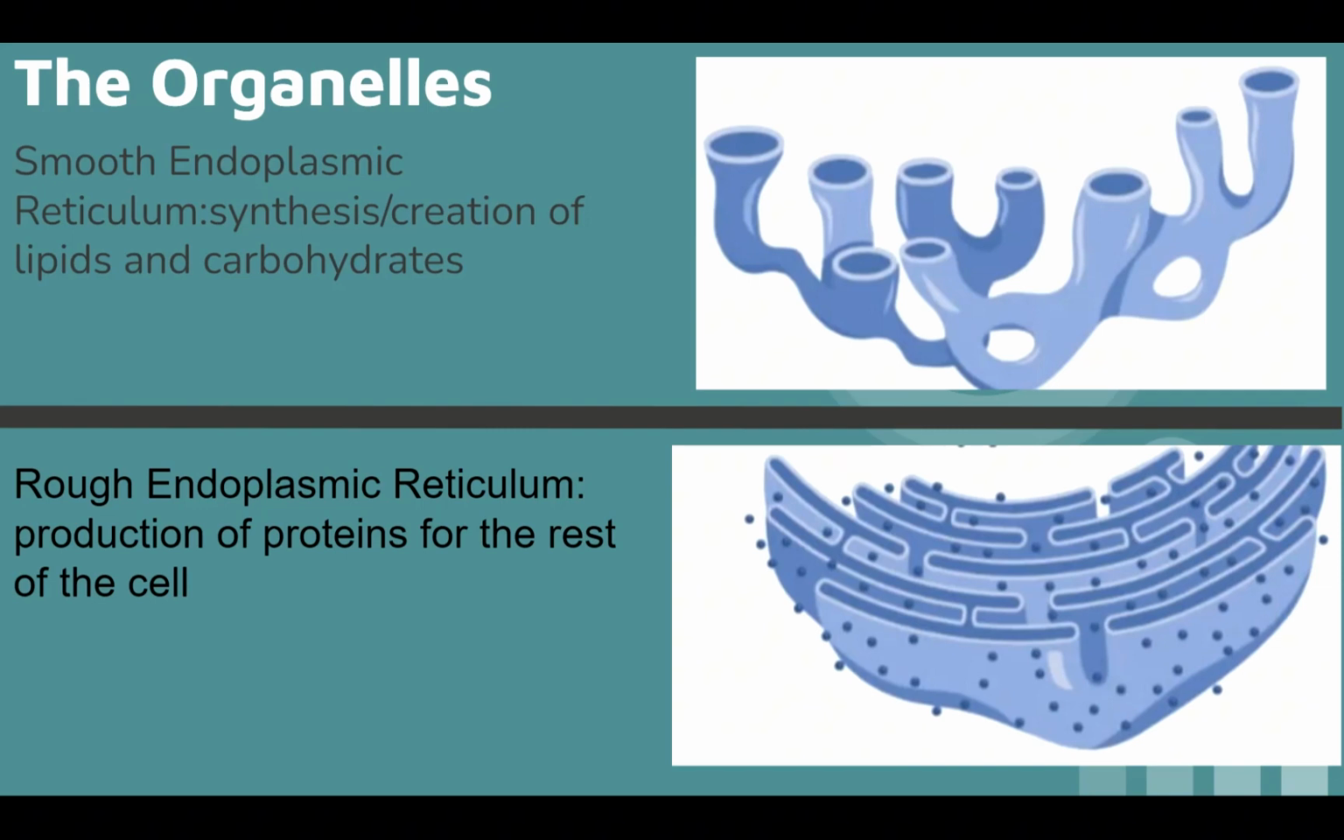And rough endoplasmic reticulum, on the bottom, is the production of protein for the rest of the cell. On the diagram, we can see that many of the blue dots that are the ribosomes, which is the site of proteins, are stuck on the surface of the rough endoplasmic reticulum.